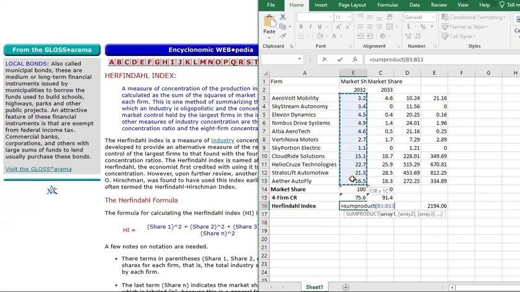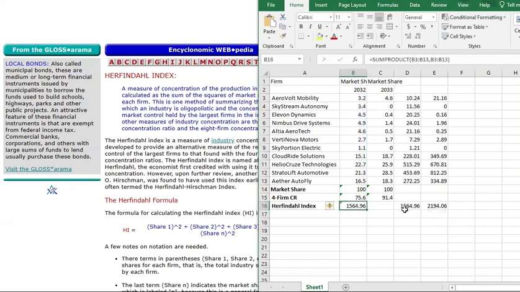Highlight the market shares not once, B3 to B13, comma, then I'll do it again, B3 to B13. And then I'll press enter. And I get the same number that I got here. Well, why is that? What does SUMPRODUCT do?